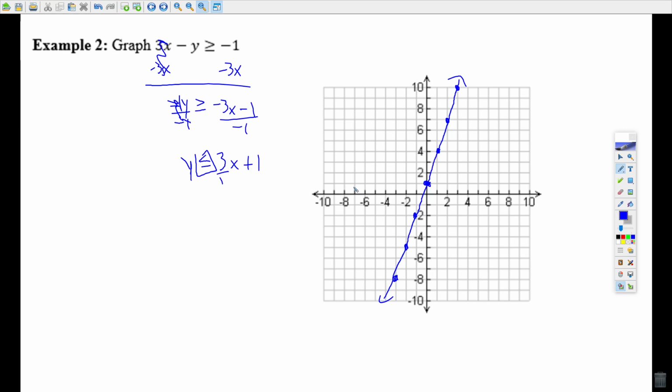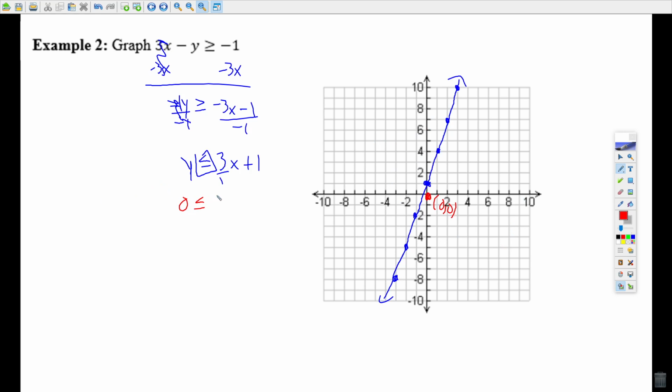And the only other new part is shading. Again, you can pick a test point. You can pick whatever point you want. I tend to choose 0, 0 as long as I can. So if you look here, 0, 0 is not on the line. That's good. That means we can choose it. So if we plug in 0, 0 into this inequality and we get a true statement, that means we would shade on this side. If it's false, we shade the other side.